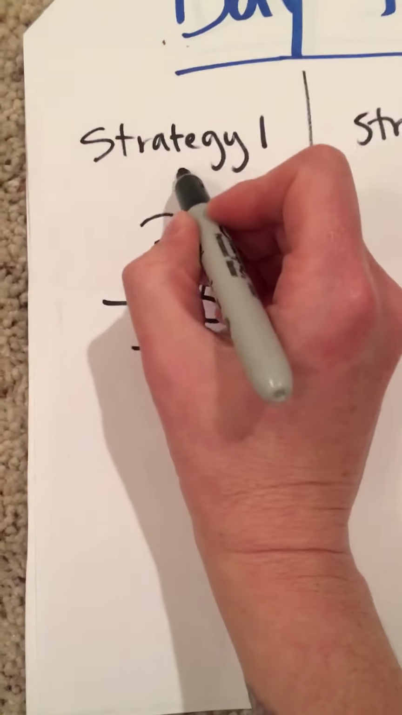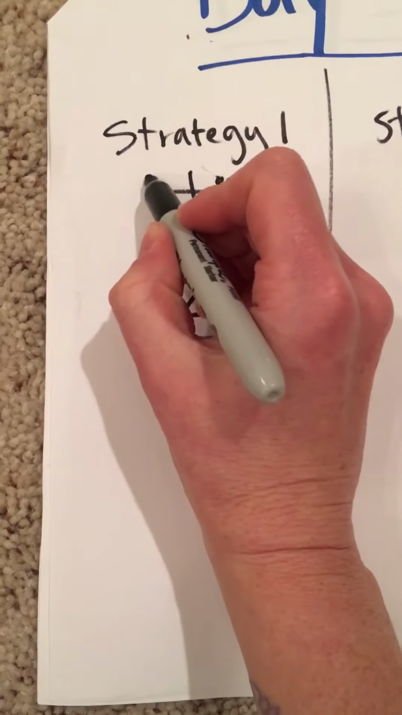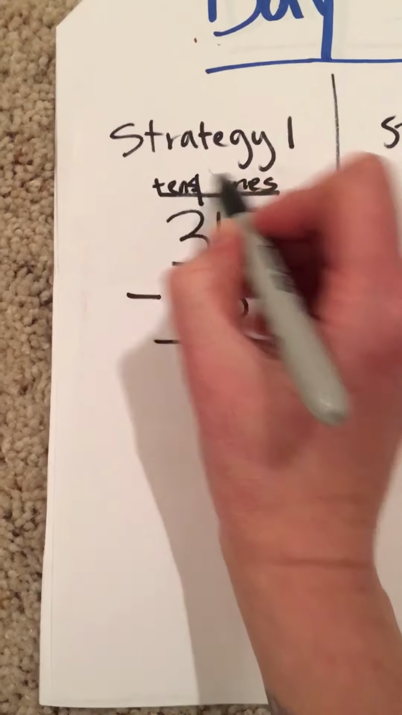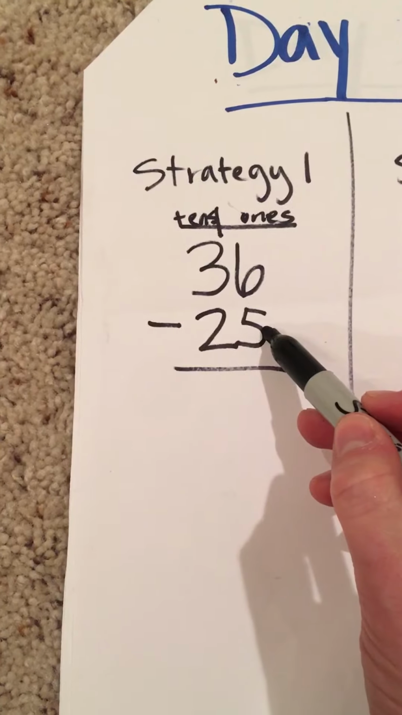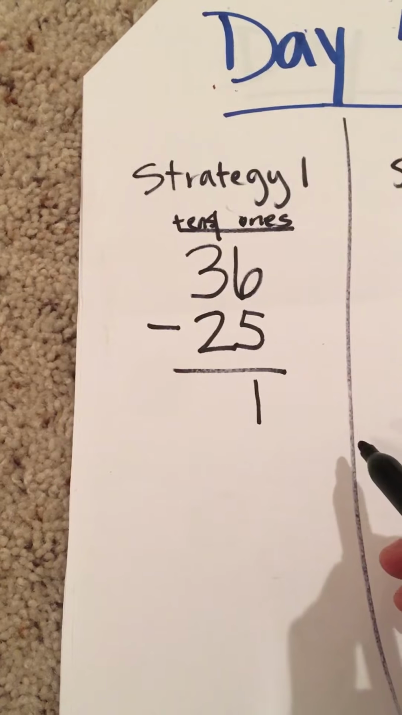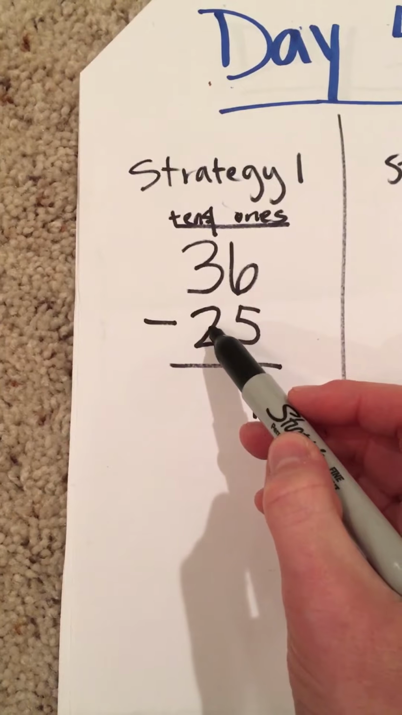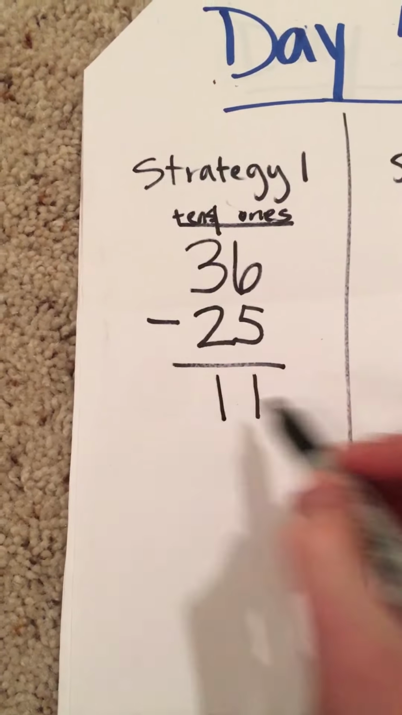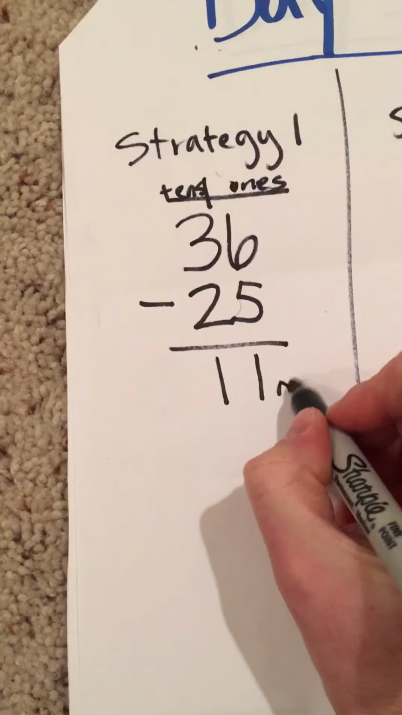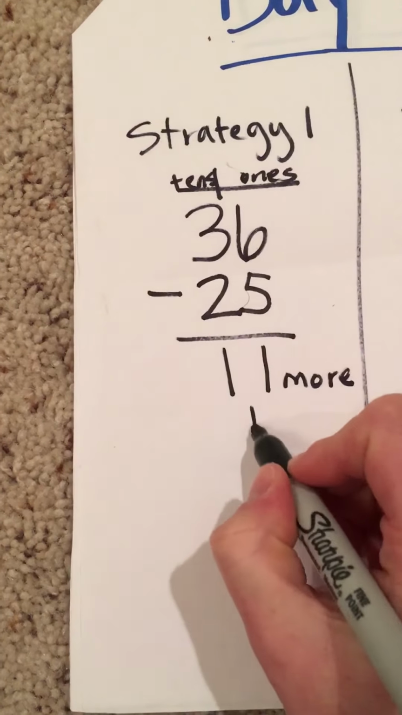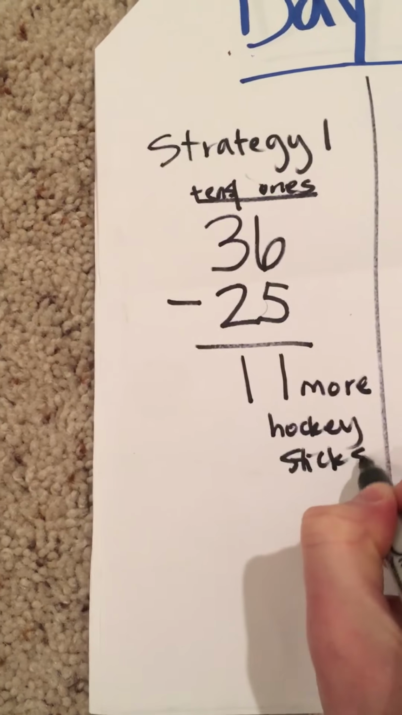So if I'm going to go to my ones place, so ones and tens, I'm going to always start at my ones place. If I have 6 ones and I take 5 of them away, I'm only left with 1. Let's go to the tens place. I have 3 tens, I'm going to take away 2 of them, and I'm left with 1 ten. So that means there are 11 more hockey sticks. So I hope y'all got 11.